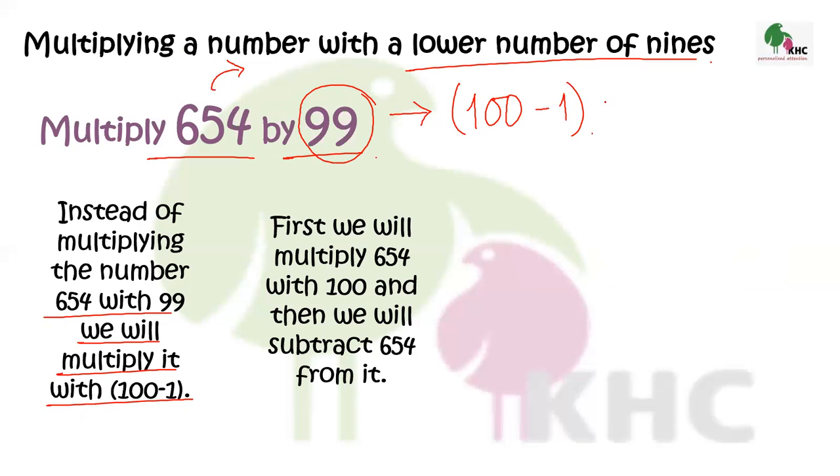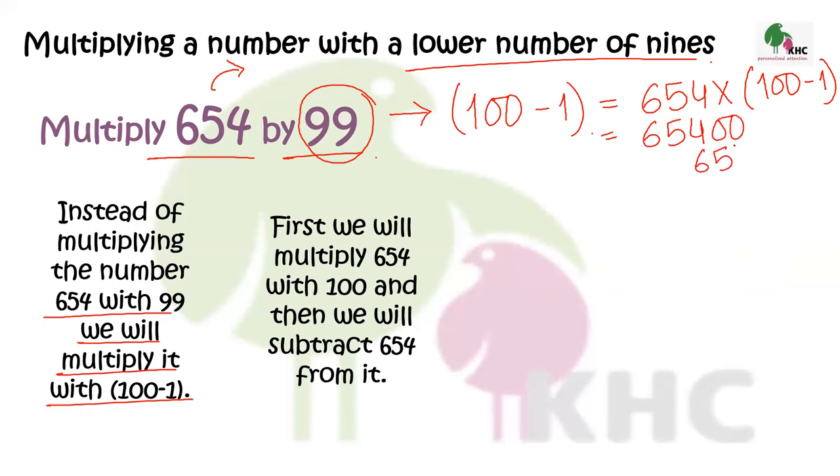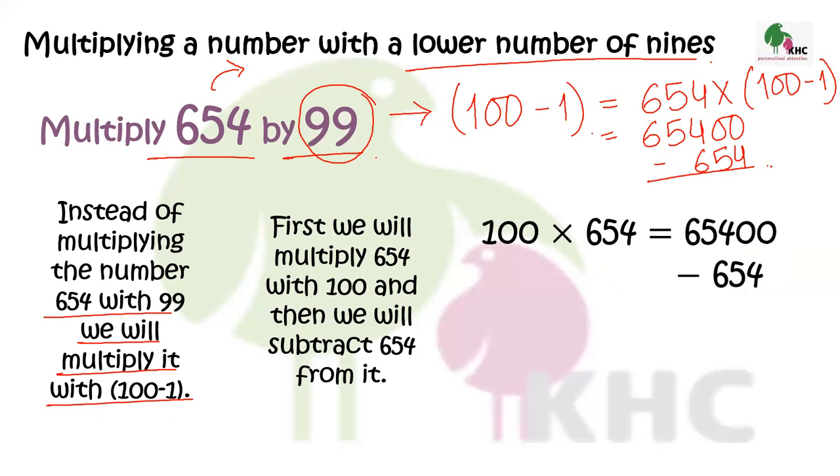What does it mean? It means if you are supposed to multiply 654 by 99, instead of 99, I can write 100 minus 1. That means I will first multiply 654 with 100 and then I'll subtract 654 from that. Okay, you know 100 into 654 is 65,400 minus 654. This is your answer.